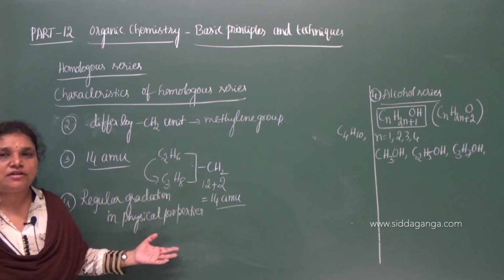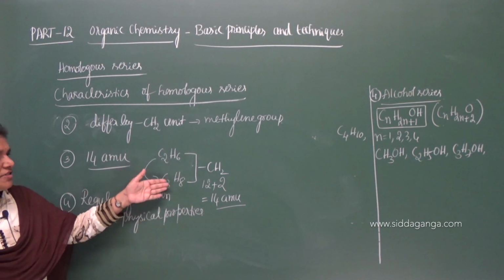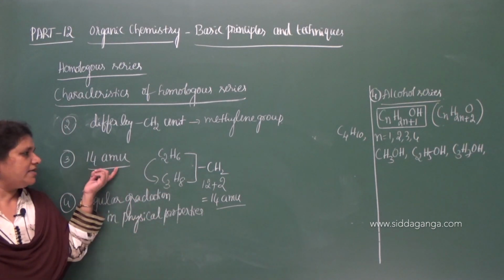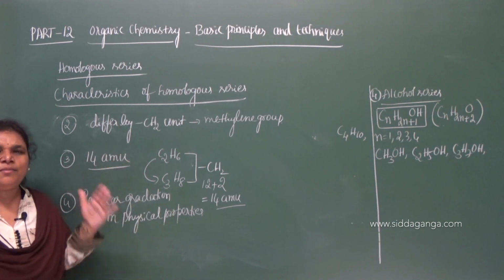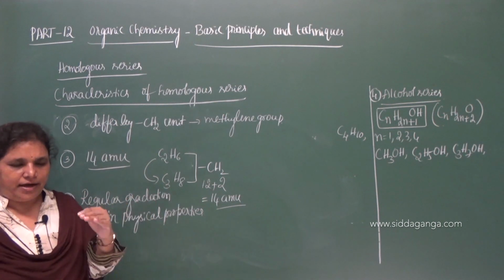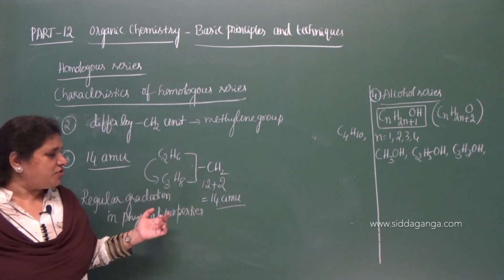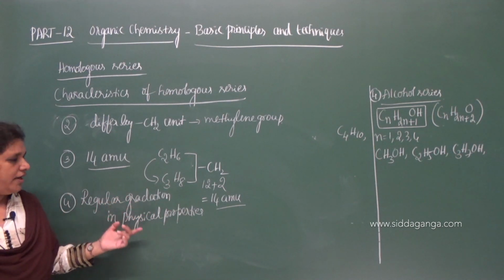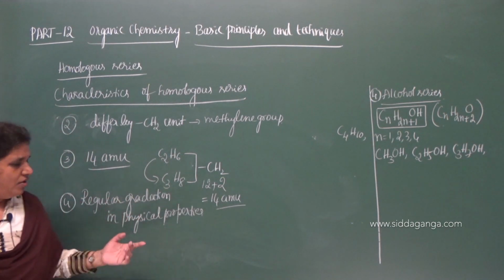All these physical properties depend on the molecular mass, but every successive member differs by a constant unit in molecular mass, about 14 atomic mass units. Because of this constant difference, they show regular gradation. What do you mean by regular gradation? Regular or gradual gradation is nothing but a constant increase or constant decrease in the physical properties.